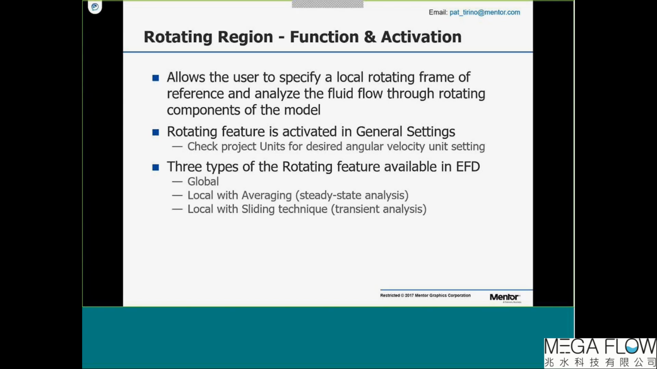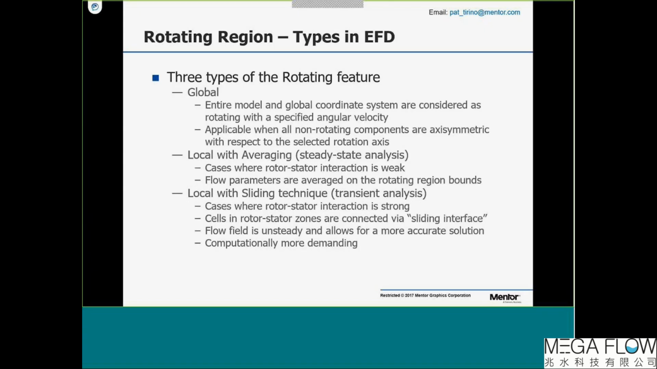In EFD, there are three ways of defining the rotating feature. They are the global type, the local with averaging, or local with sliding technique. And I'll go through each one right now in the next slide here. So the three types of rotating region in EFD. The global type, that basically means the entire model and the global coordinate system are considered as rotating with the specified angular velocity. So there is an example for this as well in the tutorials. It's an earlier one. I think it's called impeller. It's like A5 or maybe B4 or something like that. So it's called impeller. And it's just a model of an impeller.